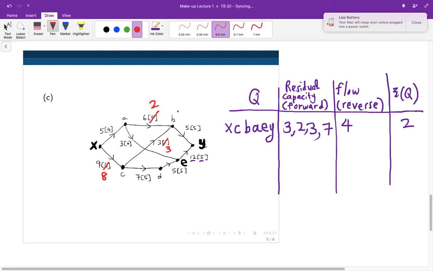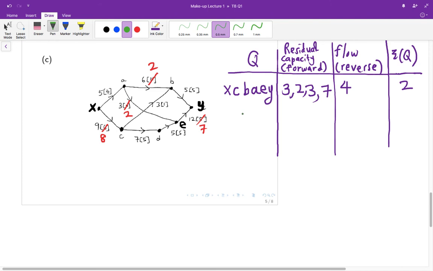You follow me? Then along AE, the flow will increase from 0 to 2. And finally along EY, the flow will increase from 5 to 7, because we are increasing by 2. That would be the revised flow of the network. Let us now see if we can find any other flow-incrementing path.